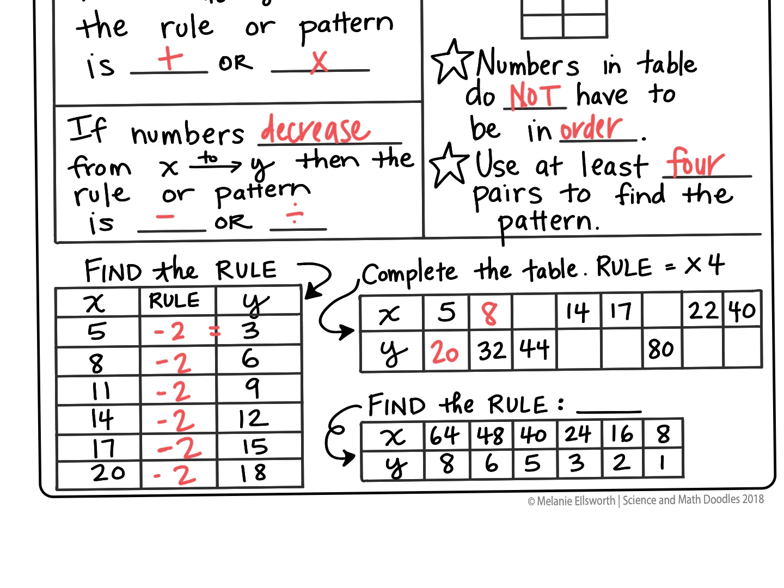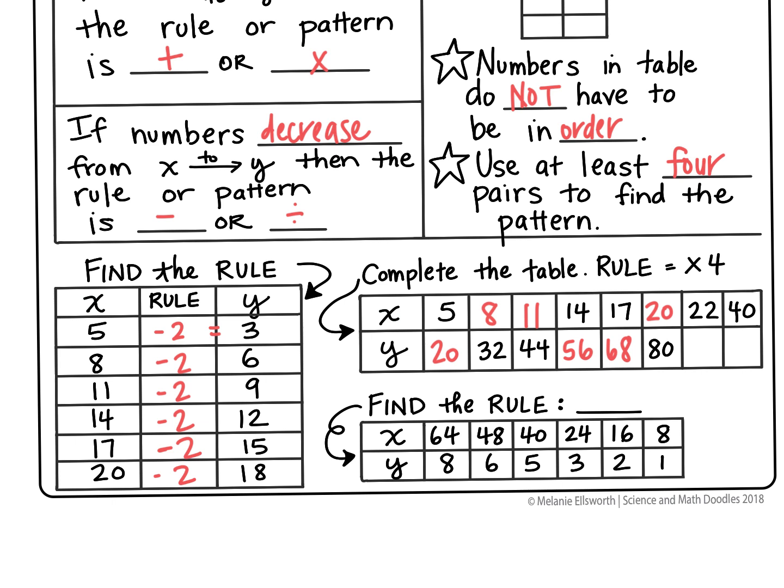The next one is 44 for the y. So 44 divided by 4 would be 11. Oh, now I'm given the x again. So I've got to do 14 times 4, which is 56. I'm given the x again, which is 17. So 17 times 4 is 68. This time I'm given the y. So I got to do the inverse. 80 divided by 4 is 20.